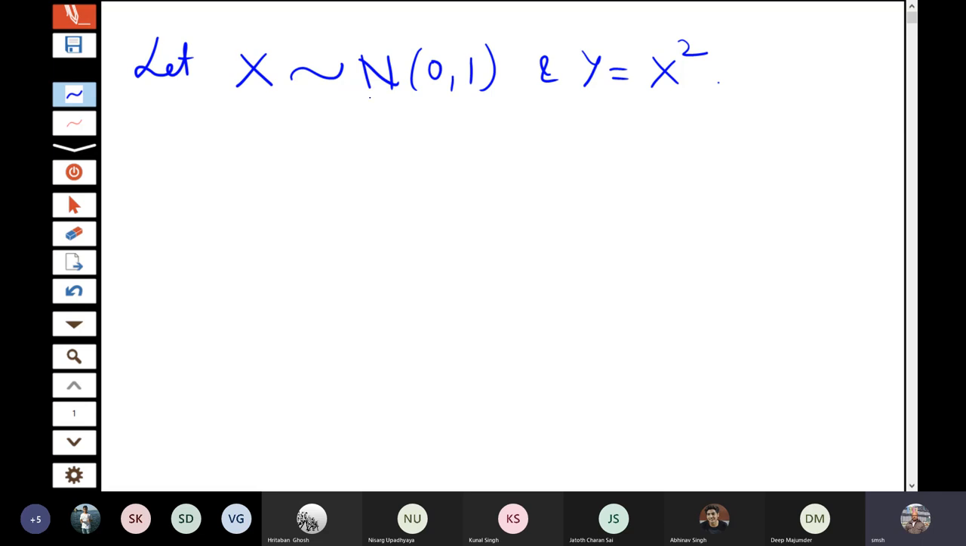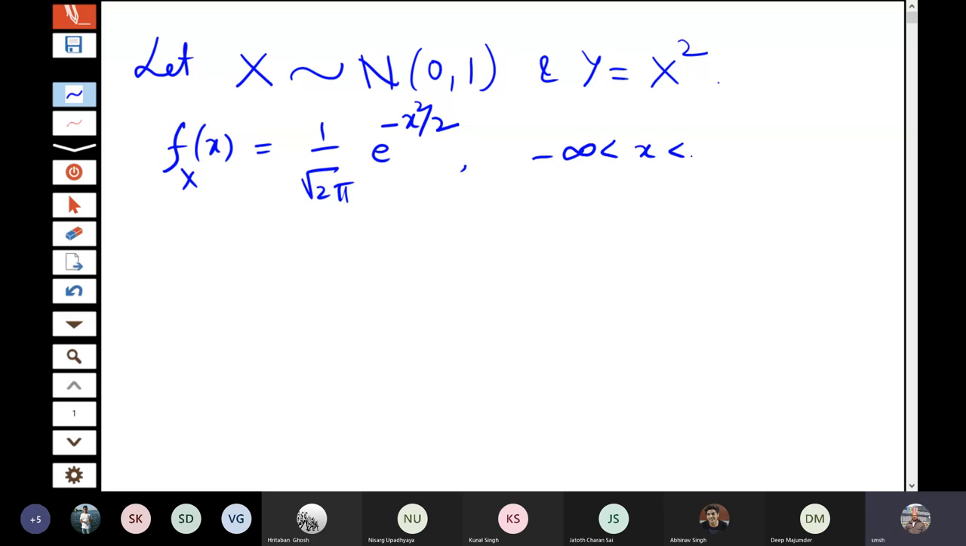So suppose X follows normal 0, 1. So what is the density function of X? That is 1 by root 2 pi e to the power minus x square by 2. Now I have Y equal to X square. You can see that it is decreasing and then increasing, isn't it? Two inverses will be there. So you have x equal to minus root y and x equal to plus root y.